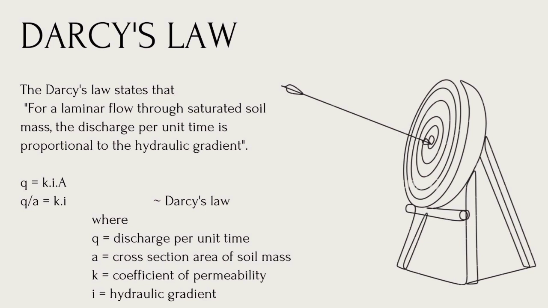The assumptions of Darcy's law are that the soil is fully saturated, the temperature during the test is 27 degrees Celsius, flow through soil is laminar, the entire cross-sectional area is available for flow, and flow is continuous and steady.